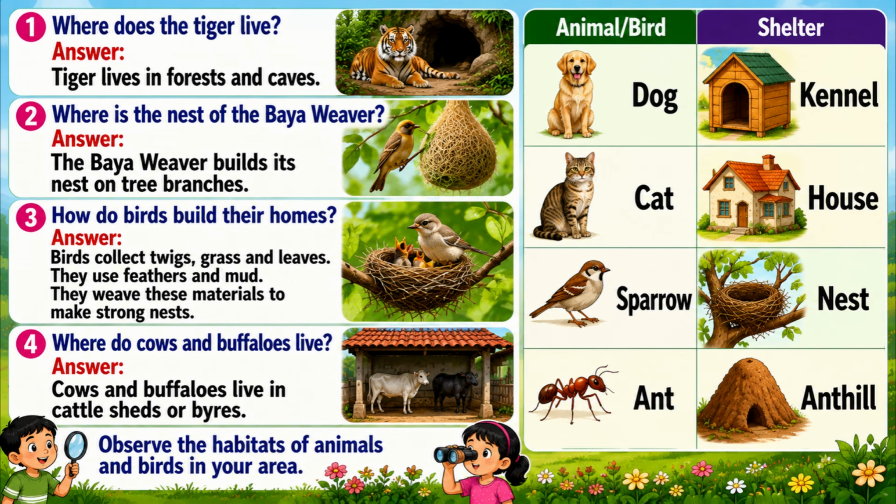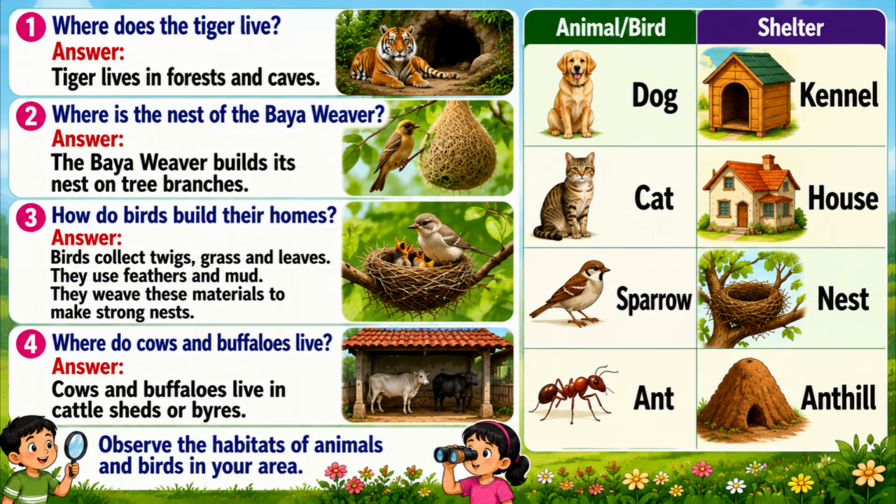Question 3. How do birds build their homes? Answer. Birds collect twigs, grass and leaves. They use feathers and mud. They weave these materials to make strong nests. Question 4. Where do cows and buffaloes live? Answer. Cows and buffaloes live in cattle sheds or byres.